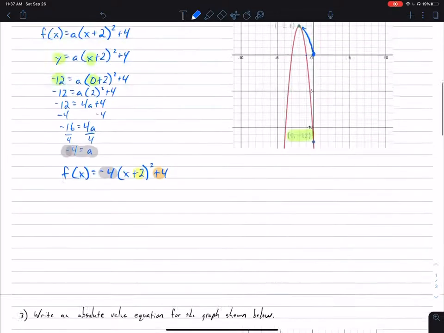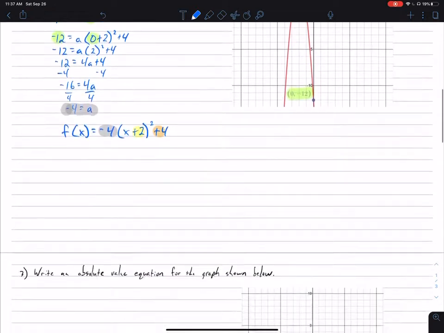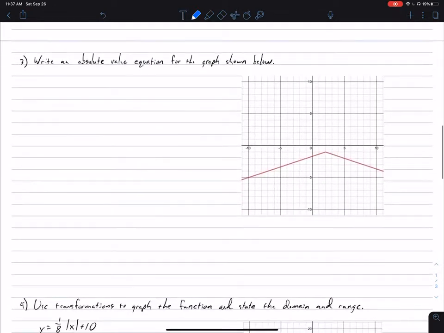Here we're going to continue looking at writing an equation from a graph. We covered 1 and 2 in the last video. Let's take a look at number 3. Write an absolute value equation for the graph shown below.